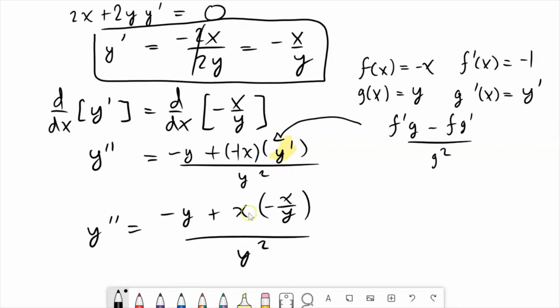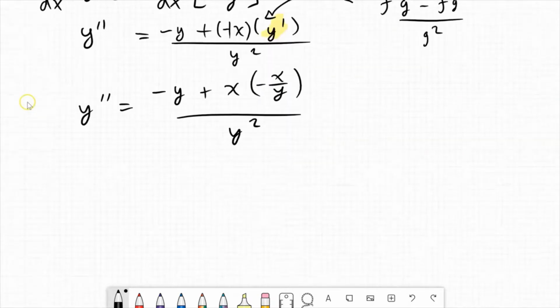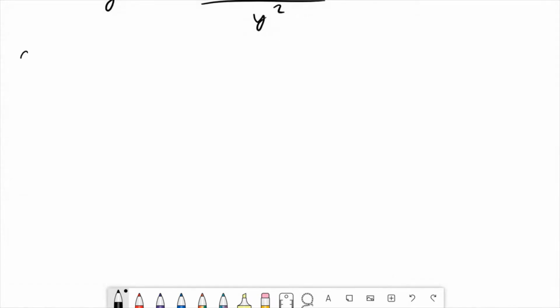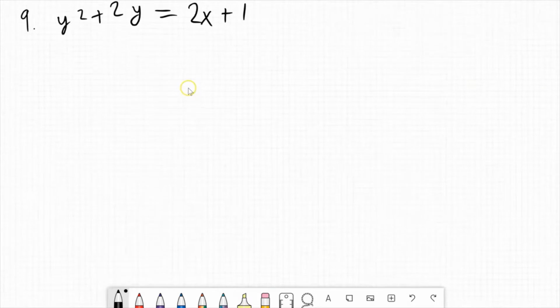So here's our first example of a second derivative, and let's move on to the next problem, what is this, 9. Okay, problem 9. Let's see what we're going to do. Problem 9, we're also going to find the second derivative, and let's do it of this function, y squared plus 2y equals 2x plus 1. So I'm going to scroll down just to show all of problem 9.